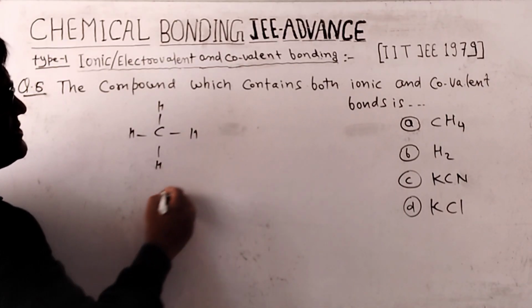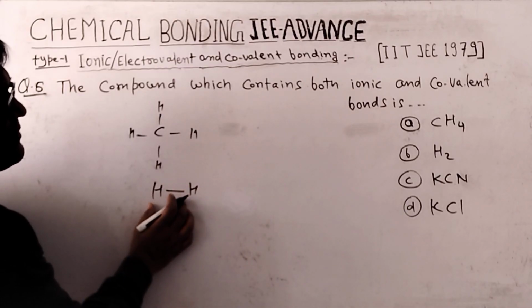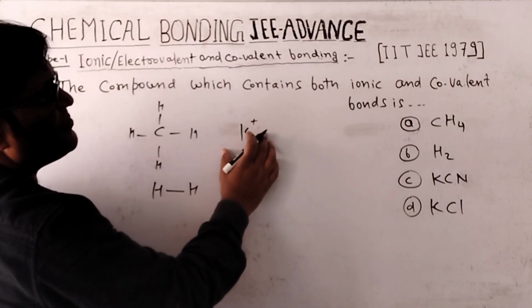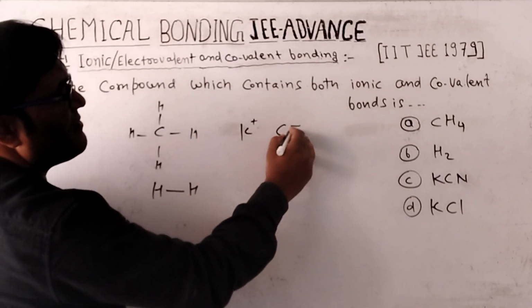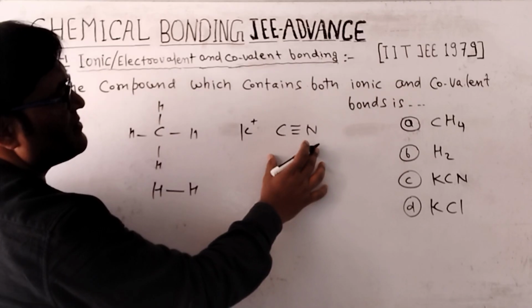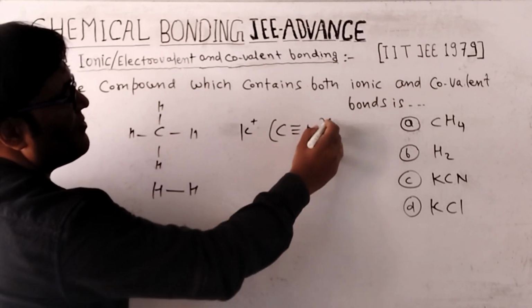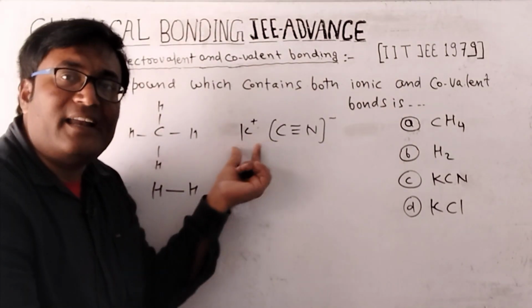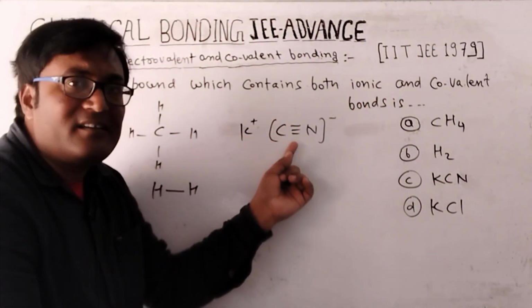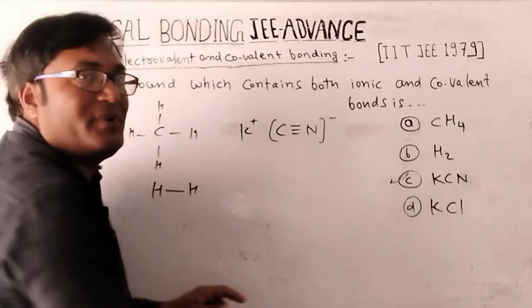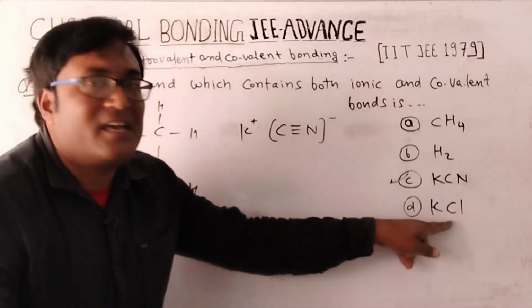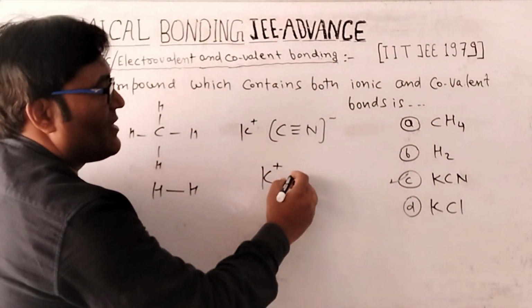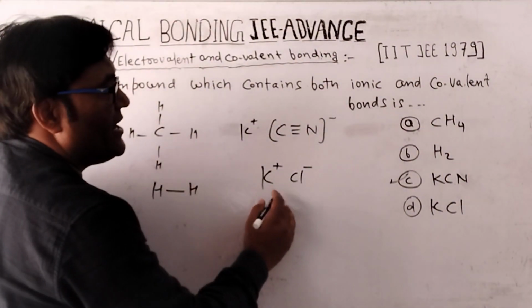Okay. Now in case of H2, only covalent bond is present. In case of KCN, a single positive charge is present on potassium, and between carbon and nitrogen a triple covalent bond is present. Okay, one single negative charge. So between potassium and cyanide an ionic bond is present, and between carbon and nitrogen a covalent bond is present. So option C is correct, but we can check KCl. In case of KCl, the cation of potassium is bonded with the anion chloride minus, so only ionic bond is present here.